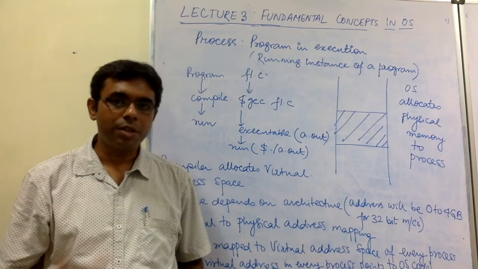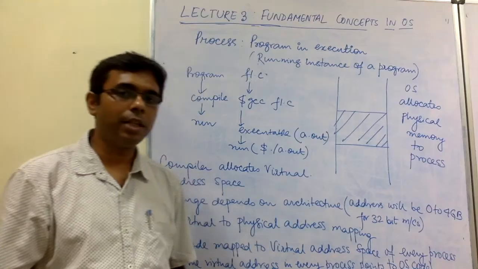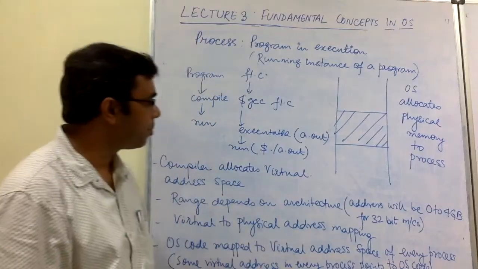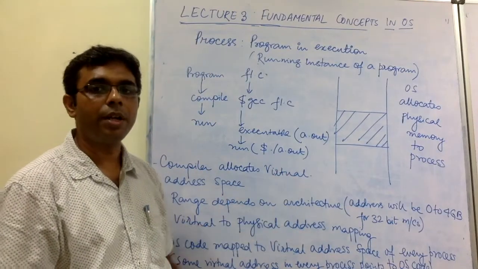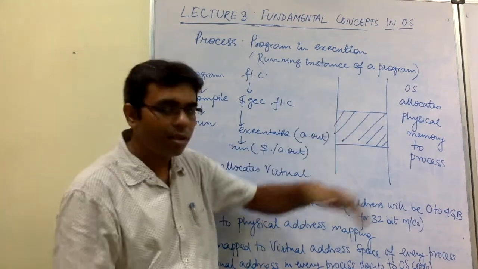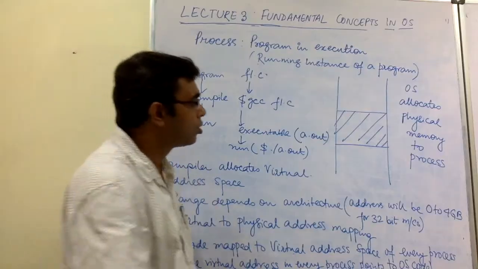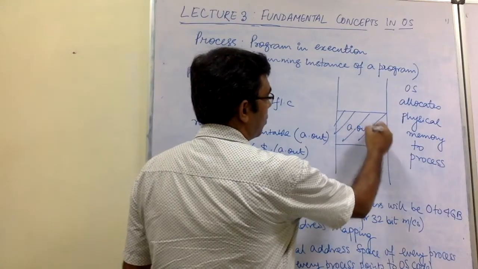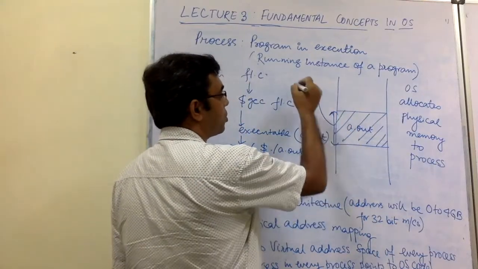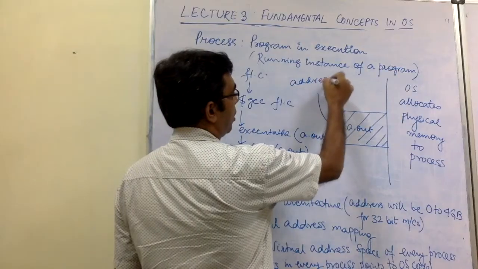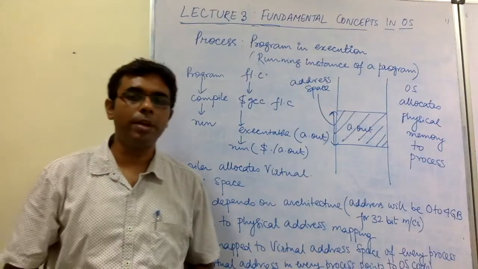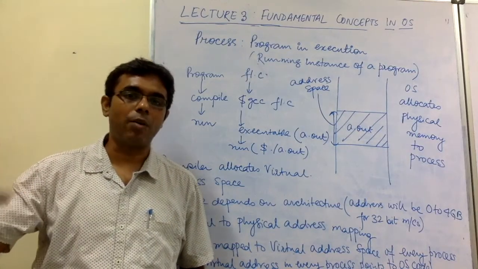So whenever a process is created, the first thing that the OS does is allocate physical memory to the process. So say, for example, a process called a.out has been created here. The moment this a.out process gets created, the OS allocates a certain range of address locations to it. This range of address locations which the OS gives to the process is called its address space.